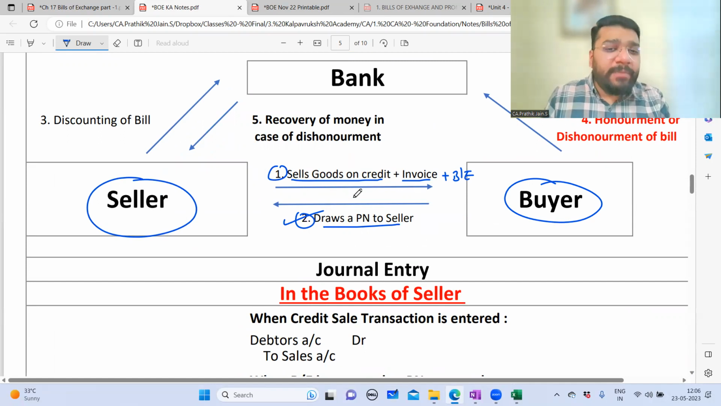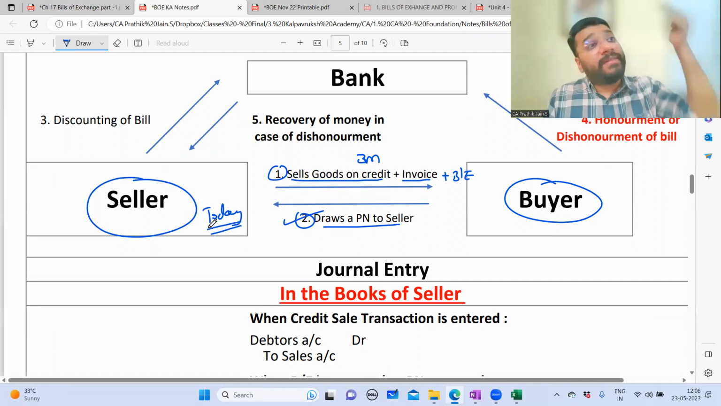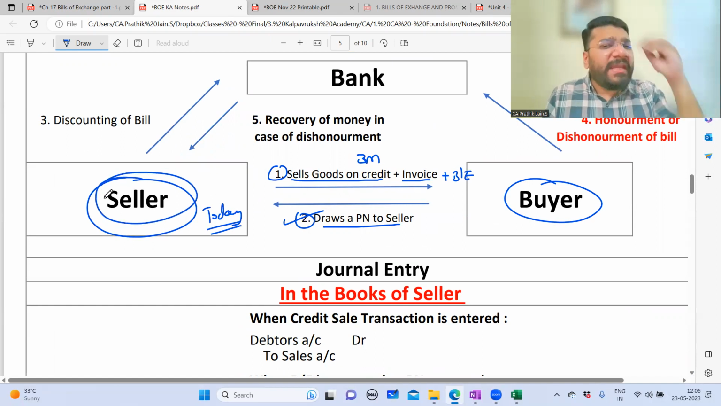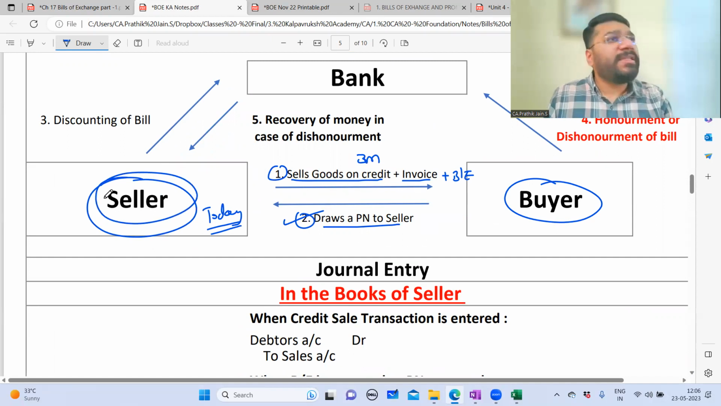Now here, guys, the credit period that is agreed is 3 months, which means the seller has sold the goods today, which means the seller will get the money after 3 months. Now what happened is that 3 days later, the seller is in very urgent need of money. If this seller goes to the buyer and asks after 3 days, 'Give me the payment today,' do you think the buyer will make the payment?